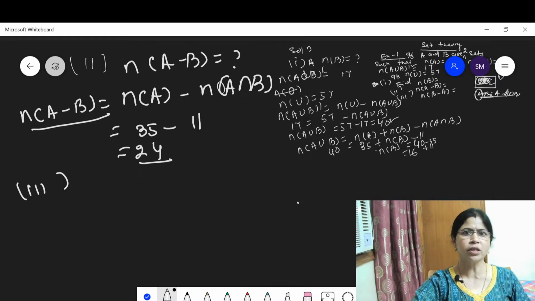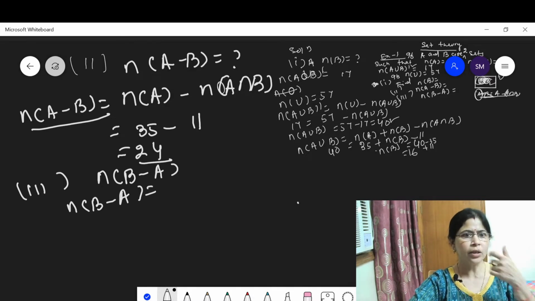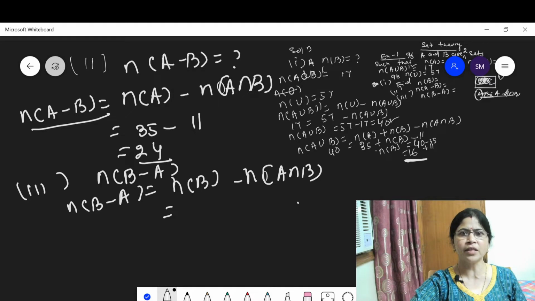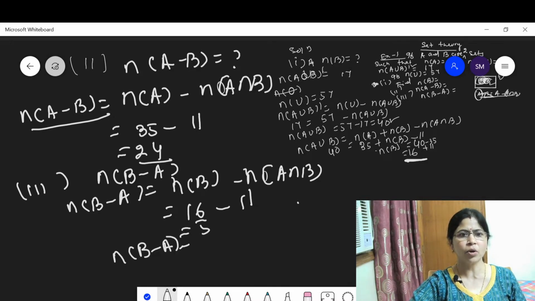Then in the third question we have to find n(B minus A). As we know, n(B minus A) is equal to the number of elements present in B minus the number of elements present in A intersection B. We found that the number of elements present in B is 16. 16 minus the number of elements present in A intersection B, which is 11, gives 5. So n(B minus A) is equal to 5.